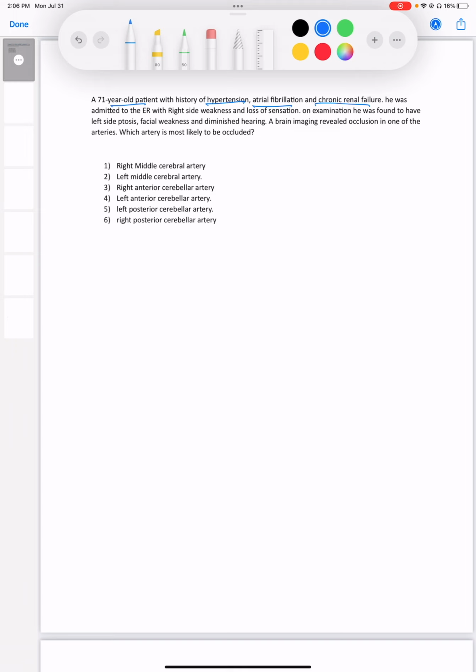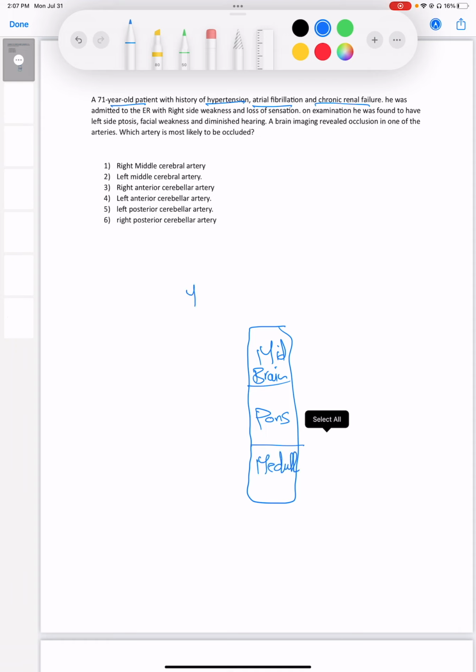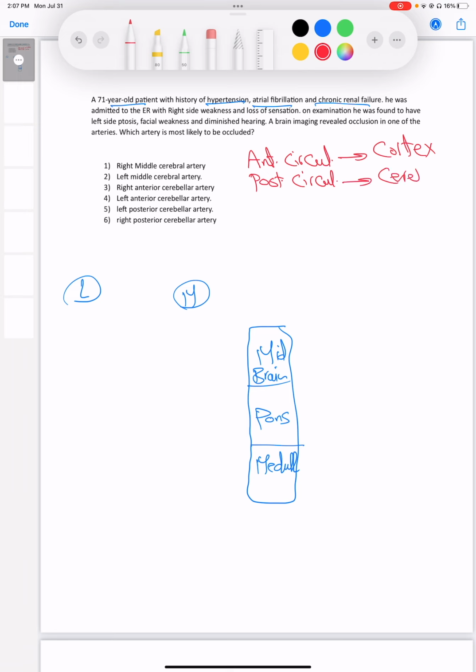So the brainstem, we have midbrain, then we have pons, then we have medulla, and that's medial and that's lateral. Okay, what about the blood supply? The blood supply, we have anterior circulation and posterior circulation. The anterior circulation supplies the cerebral cortex, and the posterior circulation supplies the cerebellum and brainstem.